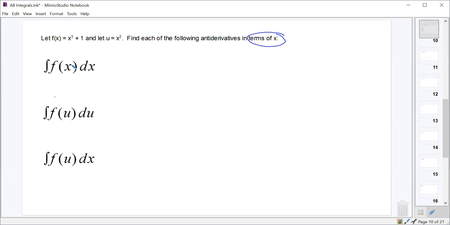All right. So integrating f of x dx should be pretty easy. That's the integral of x cubed plus 1 dx. And what does that become?